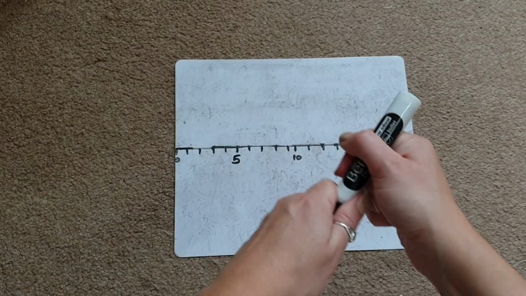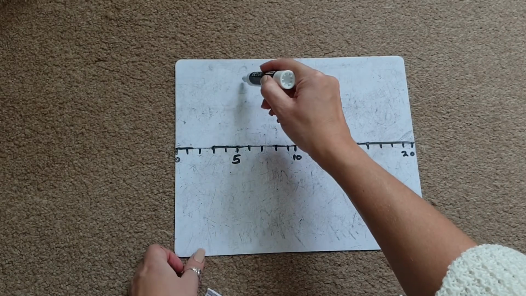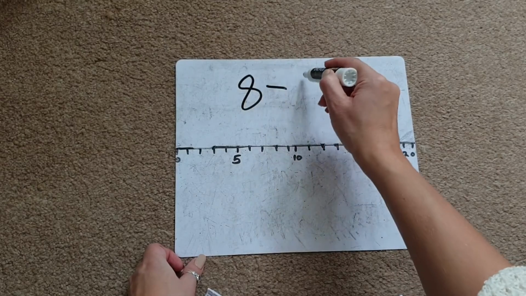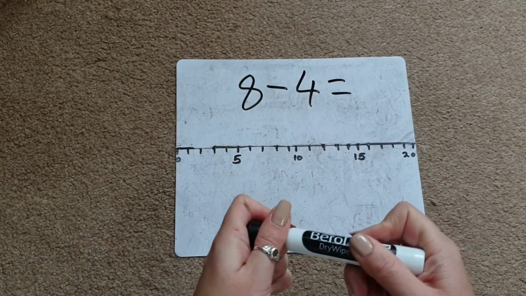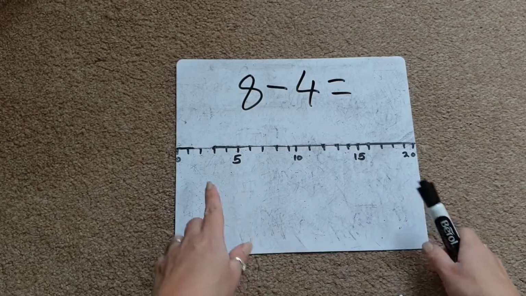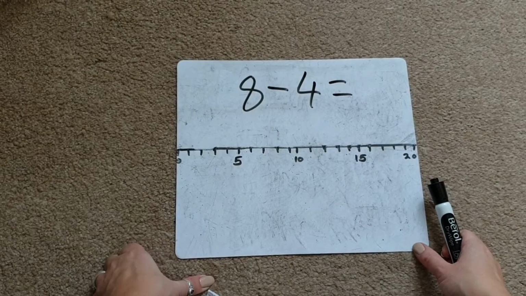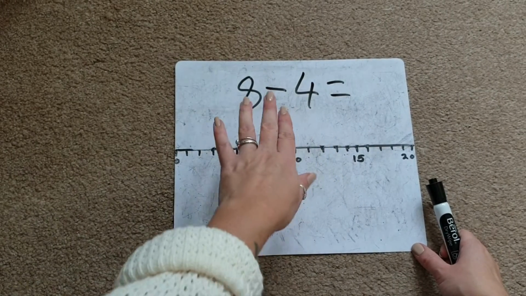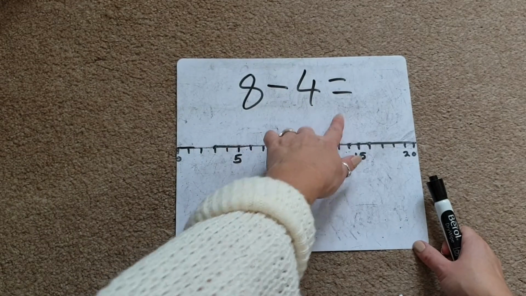I'm just going to write out a simple subtraction. 8 take away 4 equals. I usually ask the children that I'm working with to read out the calculation that we're working on, just like when I ask them to read out a sentence, just so they know what all the numbers mean and what all the symbols mean. So, 8 take away 4 equals.